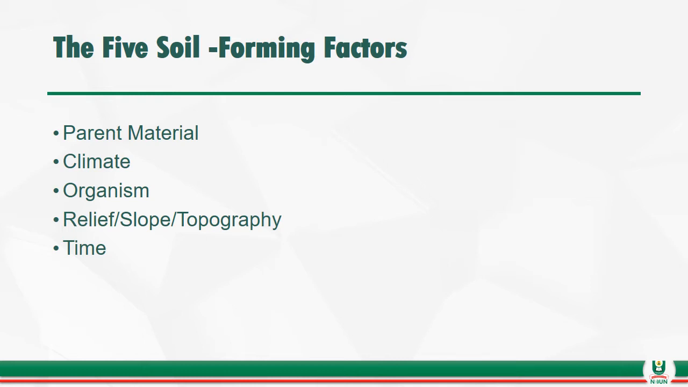Now, what are the 5 soil forming factors? We have the parent materials, we have the climate, we have organisms, we have topography, and time. Now, how do they affect soil formation? The soil parent materials are the materials from which soils are formed, and over time, due to a lot of activities, chemical reactions emanating from some chemical weathering processes would lead to the formation of soil through the parent materials.